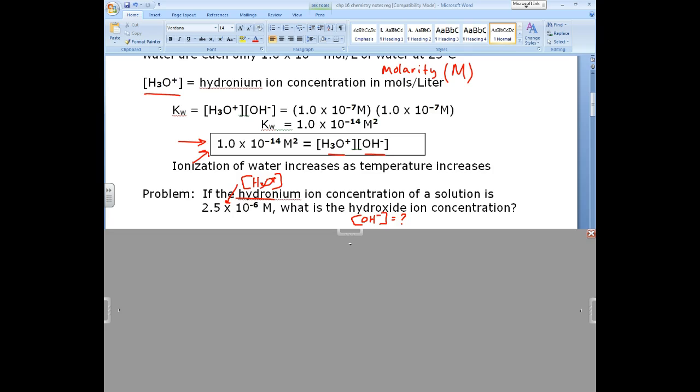I'm going to take this equation and I'm going to solve it for hydroxide. So if I want hydroxide ion concentration to be by itself, I have to divide both sides by the hydronium ion concentration. So it ends up being hydroxide ion concentration is equal to 1 × 10⁻¹⁴ molarity squared. Now that squared is just for the molarity. It does not go with the number, just the units. And then I'm going to divide that by my hydronium ion concentration.